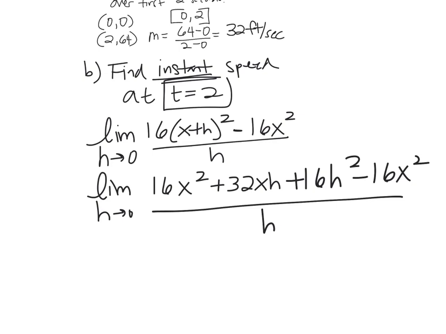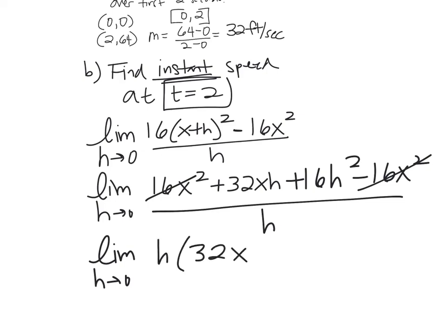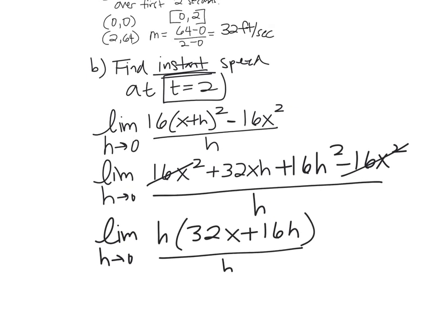Okay, we do so many of these. I hope you get used to it. And then you go ahead and cancel those out. Factor an h to the front. Then you're left with 32x plus 16h. All of this is still over h. Go ahead and reduce.